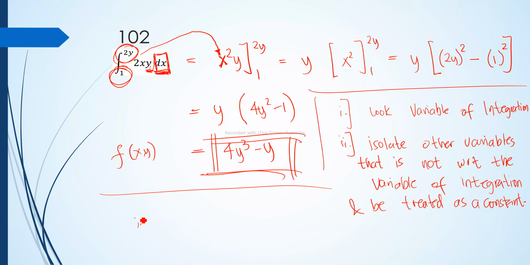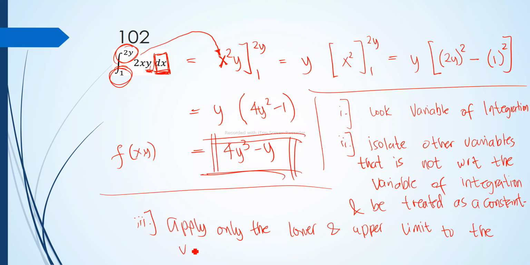Afterwards, if we have the lower and upper limits, what will happen? Apply the lower and upper limits only to the variable that is the variable of integration.